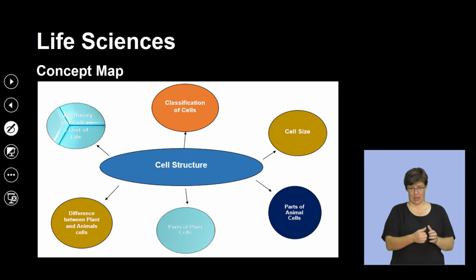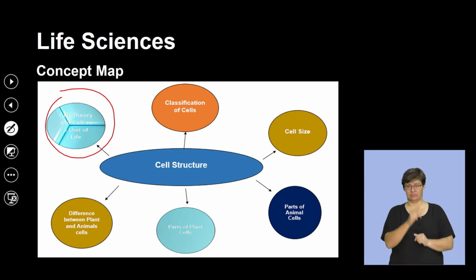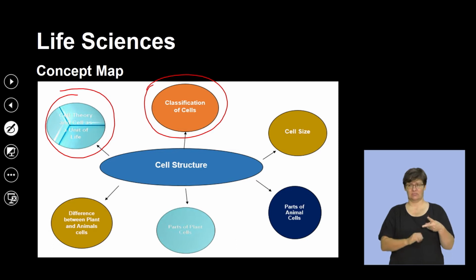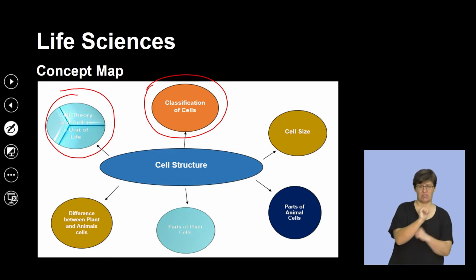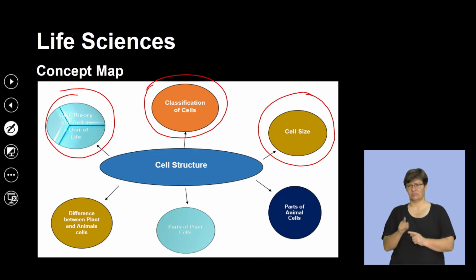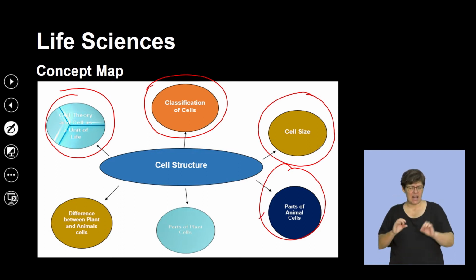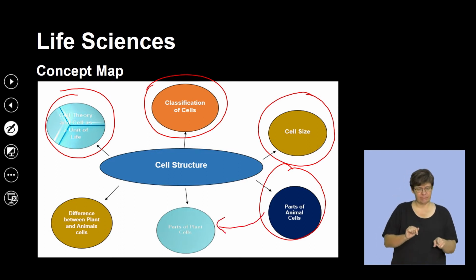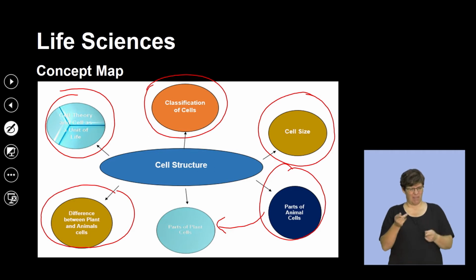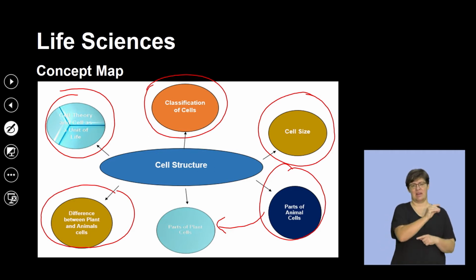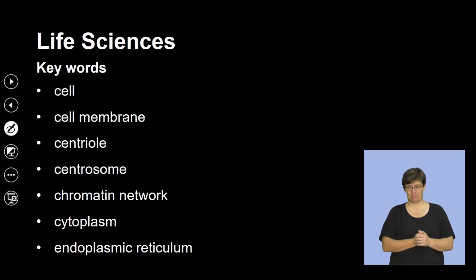As an overview of our lesson, let's look at what we're going to be doing. We're going to talk about the cell theory and the cell as a unit of life. We're going to broadly classify cells based on their structure. We're going to spend some time looking at cell size and trying to understand the size of cells in relation to other organisms. We're going to look at animal cells, their structure and function, and compare that to parts of a plant cell, and then we're going to differentiate the concepts and structures between a plant and animal cell.